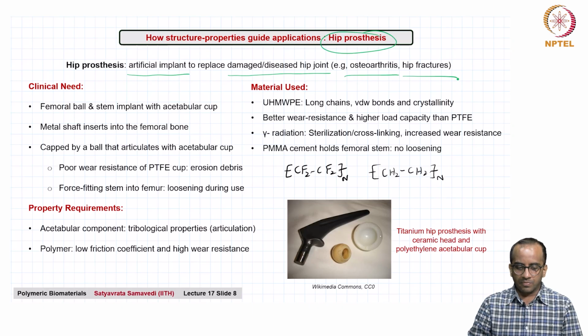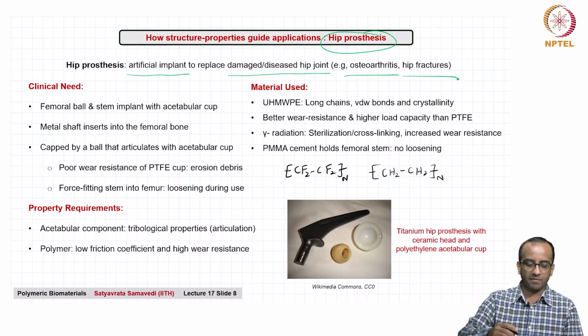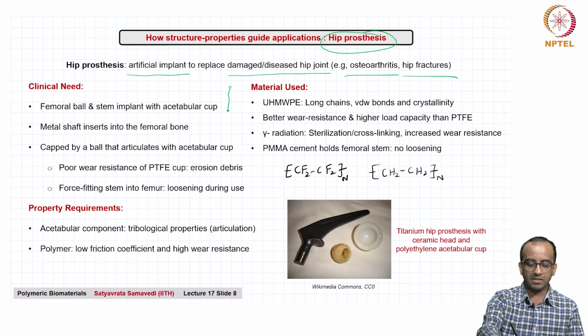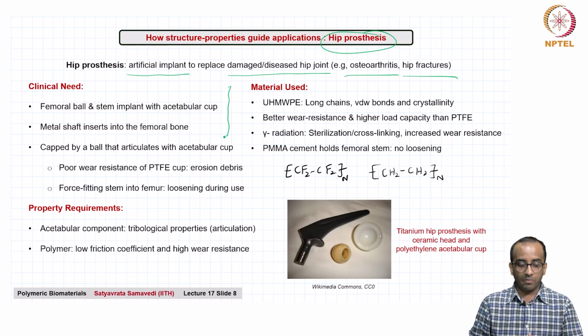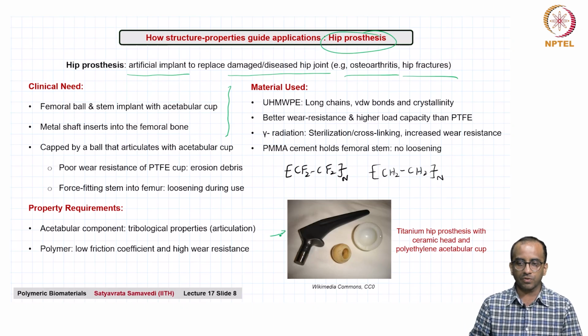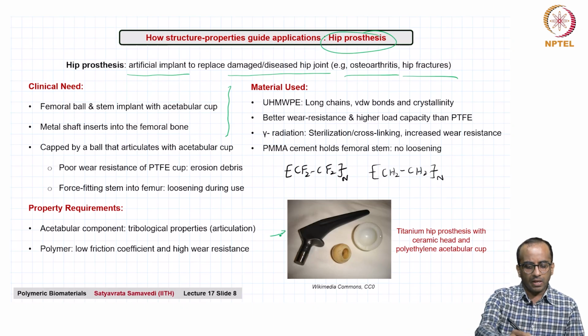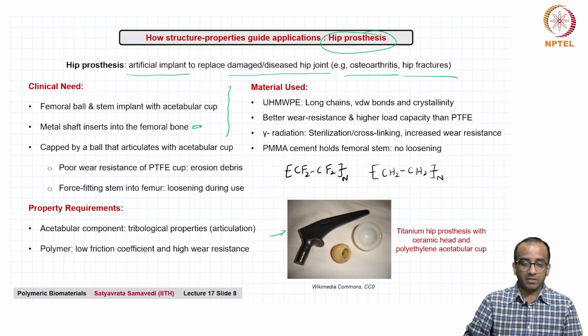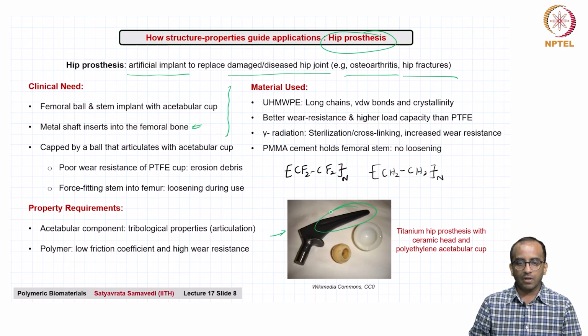Now, from a clinical need perspective, what you need is a femoral ball and stem implant with an acetabular cup, as shown in this photo here. You have a metal shaft that inserts into the femoral bone as shown here, and on the other side you will have the cup. Of course, in this photo all the parts are shown separately. Typically it is one integrated implant.